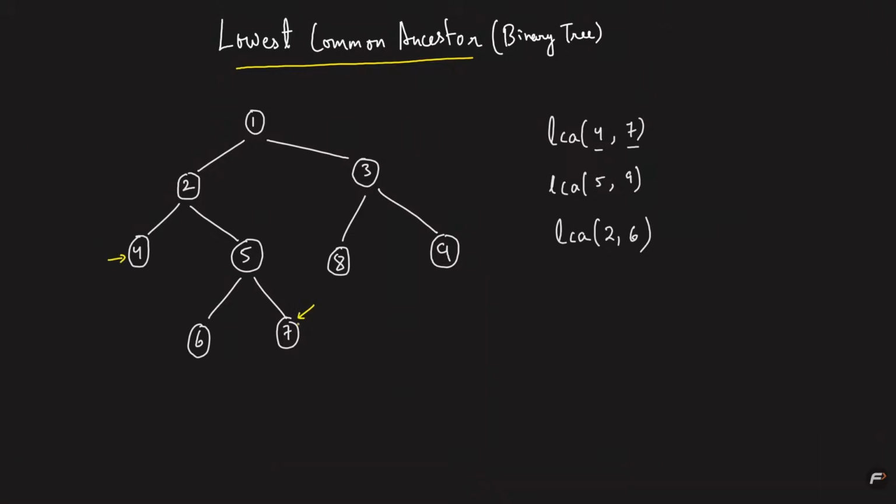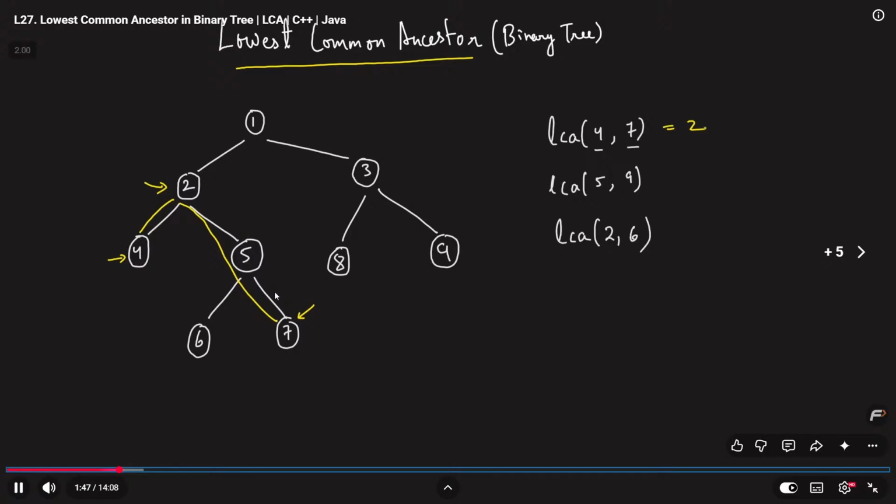And if I talk about the ancestors, 7's ancestor is 5, and then 2, and then 1. So I can say 7's ancestor is 5 to 1. If I talk about 4's ancestor, it's 2 and 1. So the guy who is at the deepest level is basically known as the lowest common ancestor. If I draw the path between them, this guy will become the lowest common ancestor.